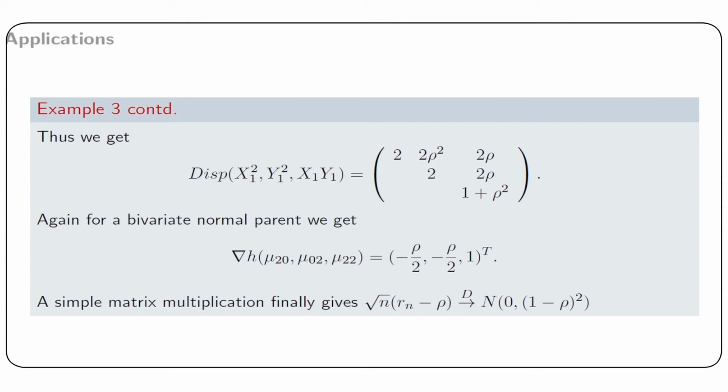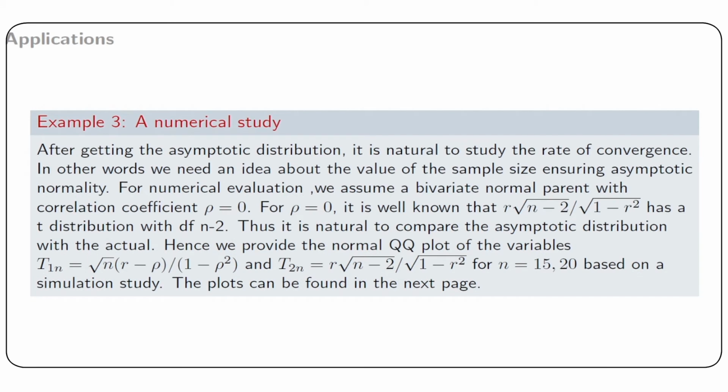So now we shall start a simple interesting study regarding the behavior of R in small samples and large samples. After getting the asymptotic distribution, it is natural to study the rate of convergence. In other words, we need an idea about the value of the sample size ensuring asymptotic normality. For numerical evaluation, we assume a bivariate normal parent with correlation coefficient rho equal to 0. For rho equal to 0, it is well known that R multiplied by square root of n minus 2 divided by square root of 1 minus r square has a t distribution with degrees of freedom n minus 2.